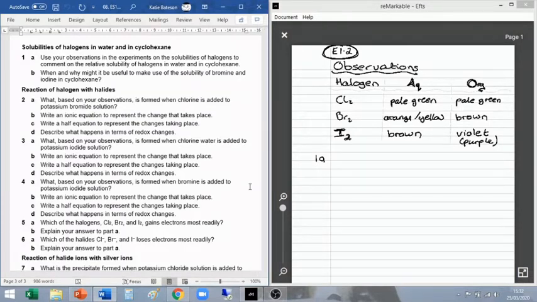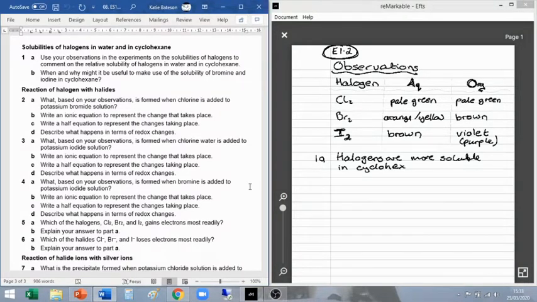Let's have a look at the first load of questions. 1A. Use your observations from the experiments on the solubilities of halogens to comment on the relative solubilities of halogens in water and in cyclohexane. I'd like to think that it's relatively clear that the halogens are significantly more soluble in the organic layer.